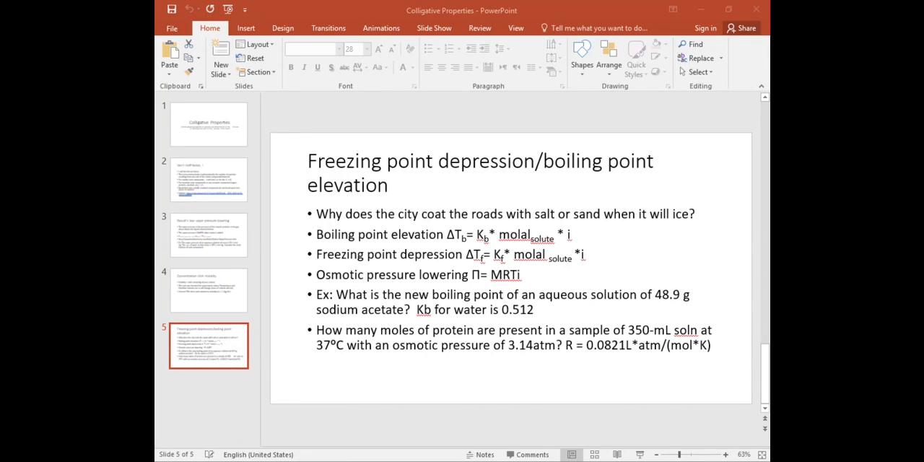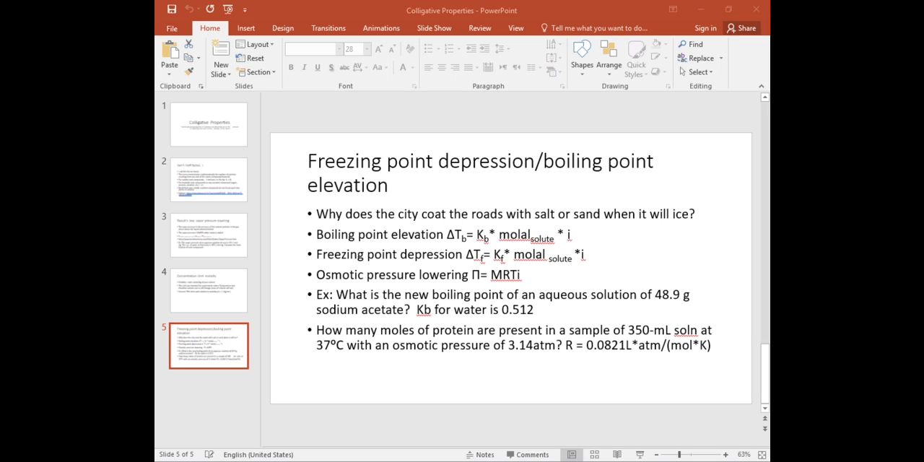Okay, this is the last or fifth slide in our colligative properties PowerPoint presentation. I'm going to get back to our visualizer. I keep clicking don't show this message, but the message keeps showing. Okay, so there's a lot going on this slide.